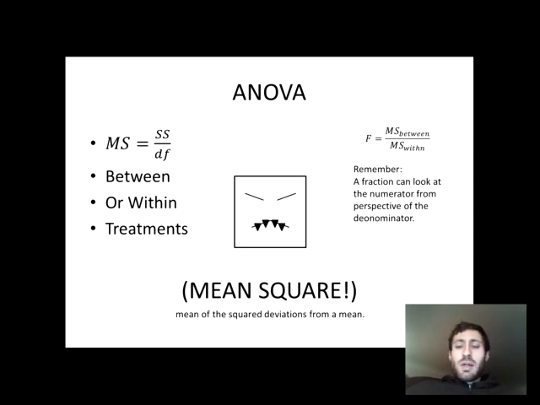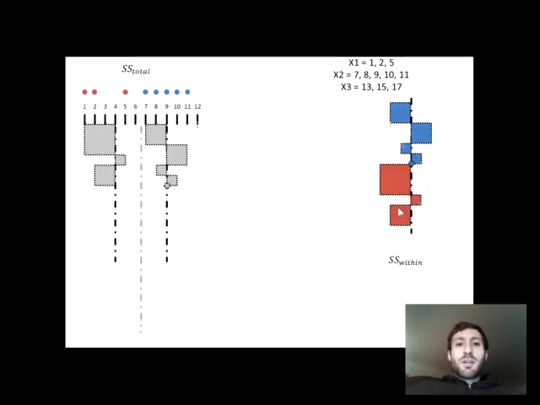Okay, so again, I asked you to remember a fraction can look at the numerator from the perspective of the denominator. So now let's look at what we mean by sum of squares within and mean squares within and between treatments, okay? We can look for a sum of squares total, okay? Let me just walk you through what this graphic is over here. We've seen something similar before.